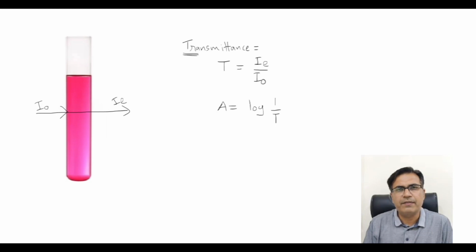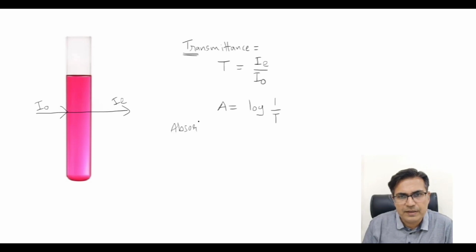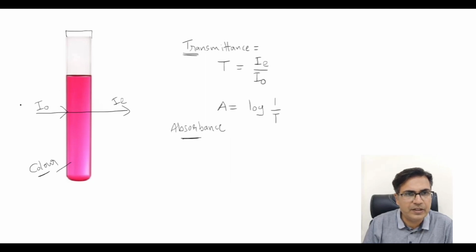I know this is very confusing, but pay attention, it is very easy. Just remember, whenever any light passes through the solution, some of the light will be absorbed and some of the light will be transmitted through the solution. Now this absorbance depends upon three things. Number one is the color of the solution, meaning the intensity of color. Next is the pathway of light, and third is the wavelength of light.